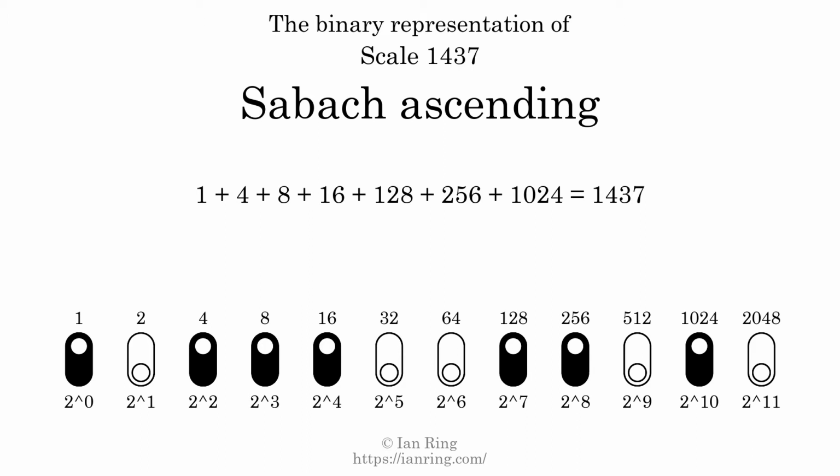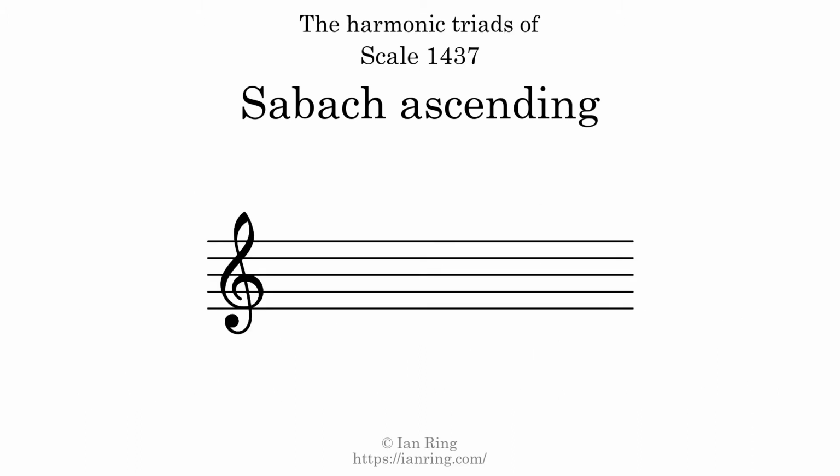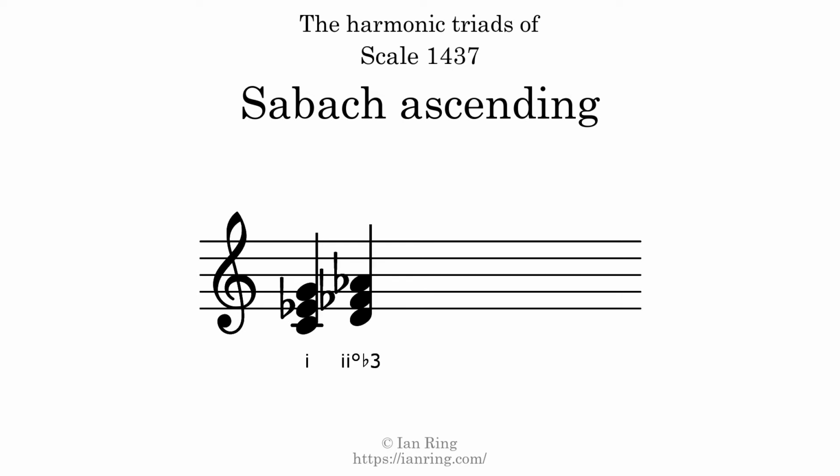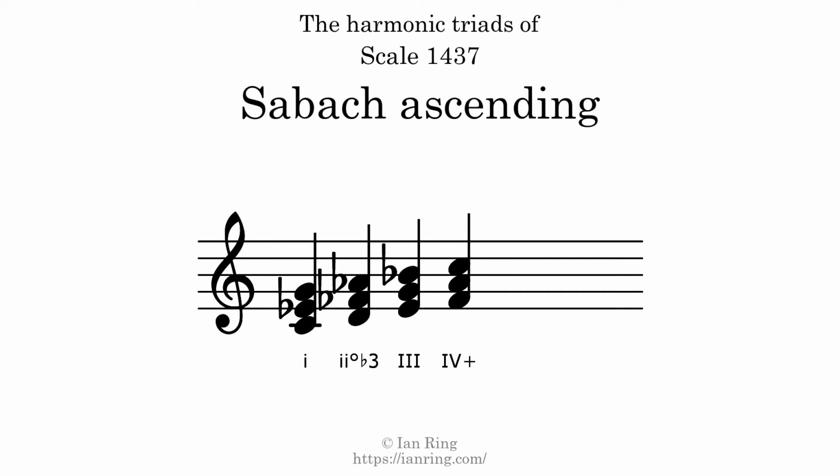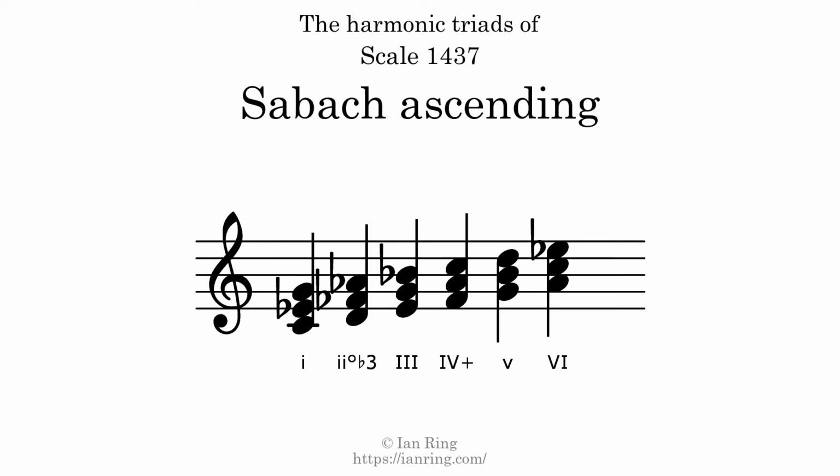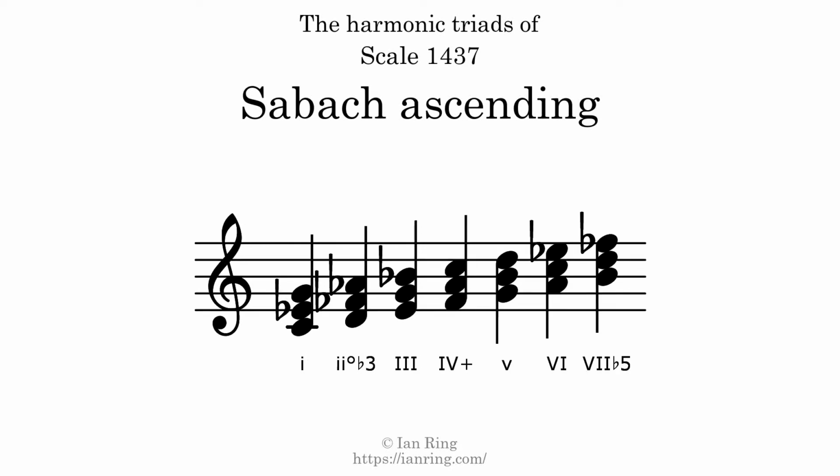1437. The scale number not only enumerates the scale with a unique index, but it also literally describes the tonal content of the scale. Represented as a binary number in base 2, the scale number is 01011001101. Here are the harmonic triads present in this scale. Minor, diminished flat 3, major, augmented, minor, major, major flat 5.